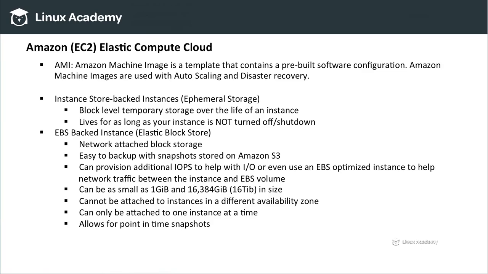Now, there are different types of AMI storage types. We have what's called an instance store backed instance. And anytime we fire up an EC2 instance, it's being fired up from an Amazon AMI. So an instance store backed instance has what's called ephemeral storage. It's temporary storage. It's block level temporary storage over the life of an instance. So what this means is for as long as your instance is not turned off or shut down, that temporary storage data will still live. You can reboot it and it will still be there.